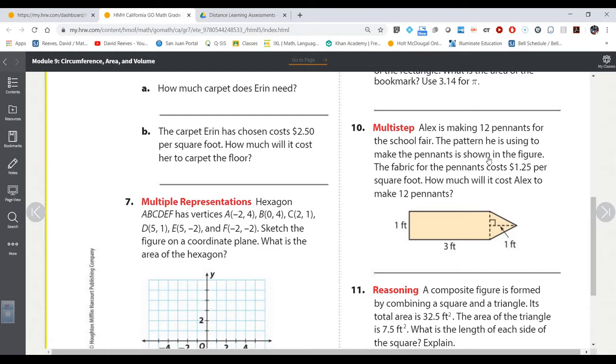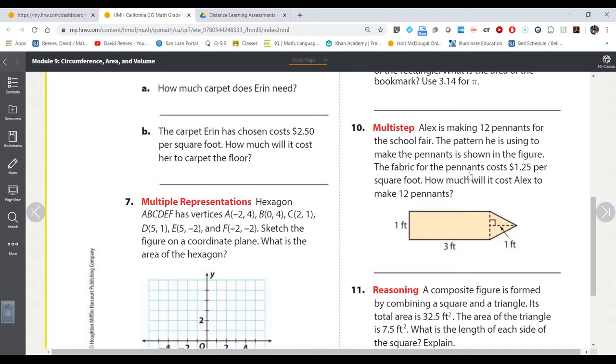The pattern he is using to make the pennants is shown in the figure. The fabric for the pennants costs $1.25 per square foot. How much will it cost Alex to make 12 pennants? So this shape right here represents a pennant. You guys know a pennant is like one of those flags.